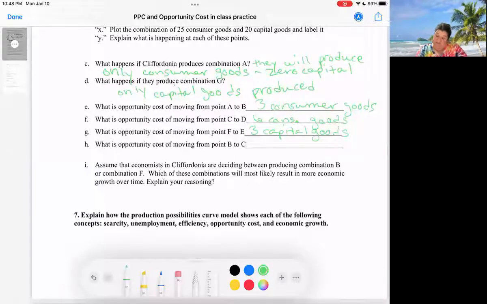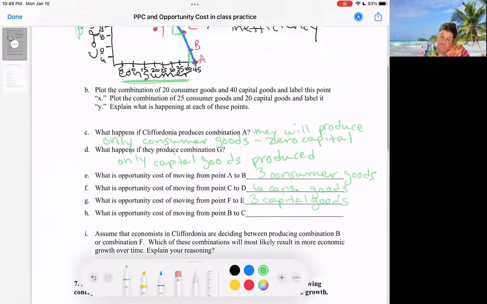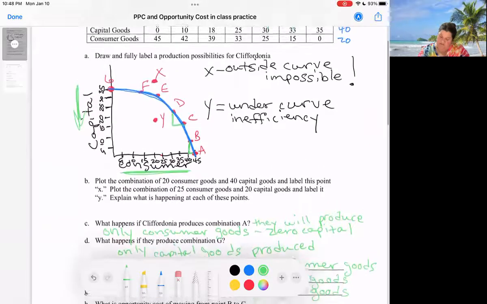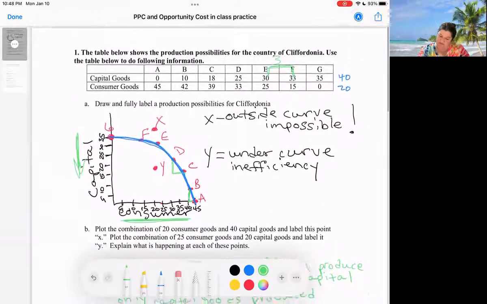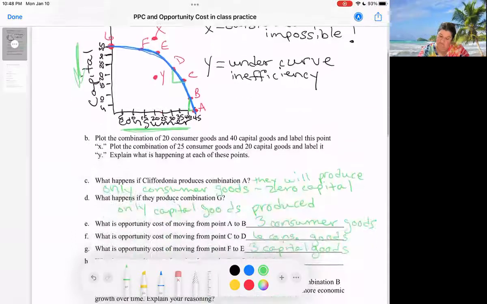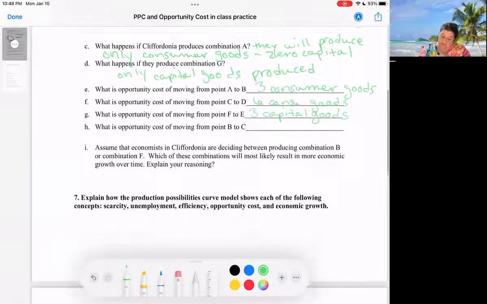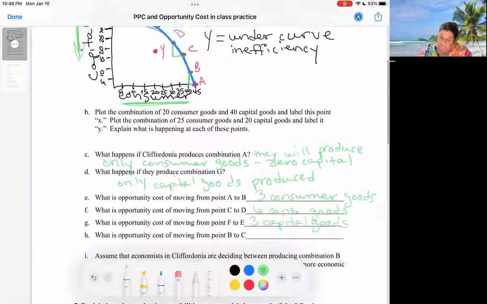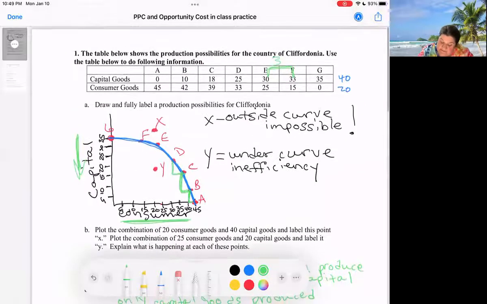What is the opportunity cost for moving from point B to point C? Wait, is that what we're doing? B to C? Okay. Here to here. So from B to C, again, it's 3.